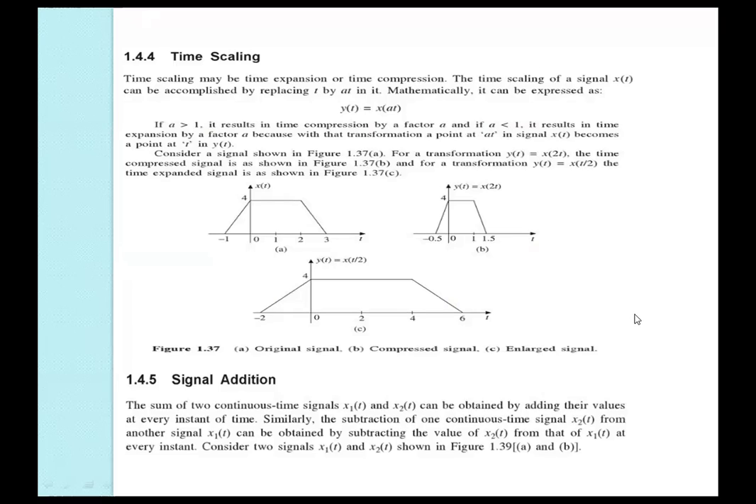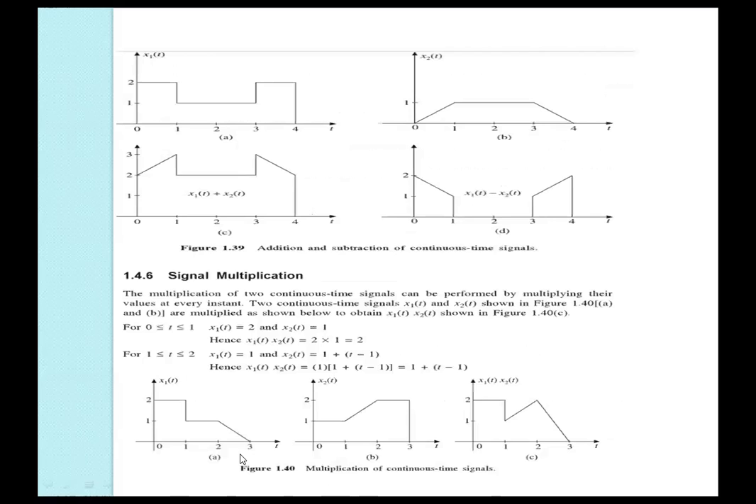Next, the fifth one is signal addition. The sum of two continuous time signals x1 of t and x2 of t can be obtained by adding their values at every instant of time. Similarly, the subtraction of one continuous time signal x2 of t from another, x1, can be obtained by subtracting the values of x2 of t from x1 of t. We add x1 and x2 the same way we subtract, at every instant only.